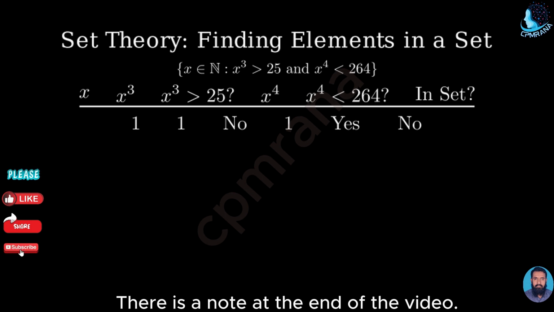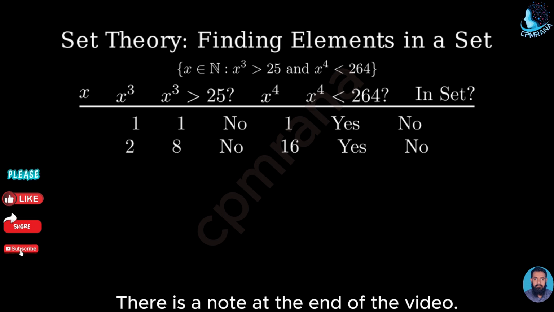Next, let's try x equals 2. 2 cubed is 8, which is still not greater than 25. 2 to the fourth is 16, which is less than 264. But since 2 cubed isn't greater than 25, 2 is not in our set either.